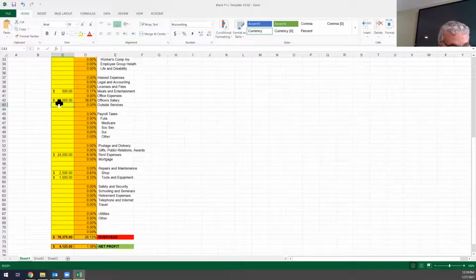Our overhead cost us 78 grand, 26% of income. So 72% went to building the cabinets, 26% went to keep the business alive, including paying the owner of the business a decent salary. And there's 4 grand at the end of the year. Doesn't mean there's 4 grand in the bank. Everyone says, well, where did it go?